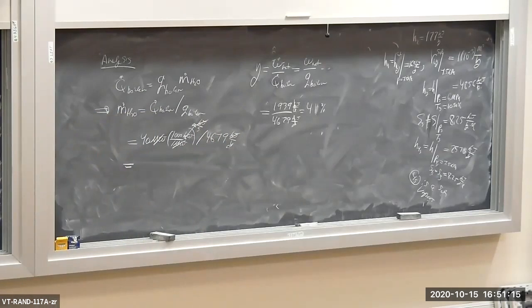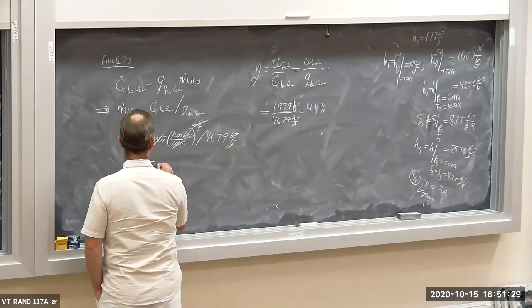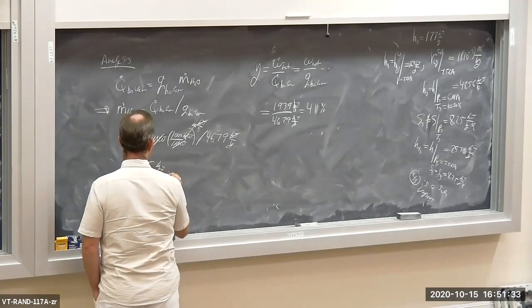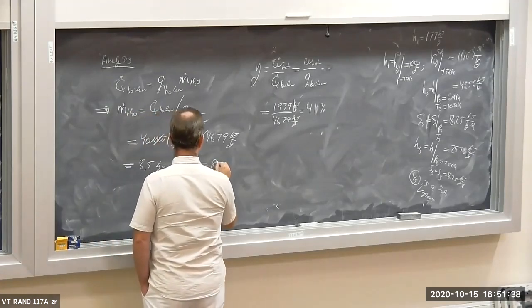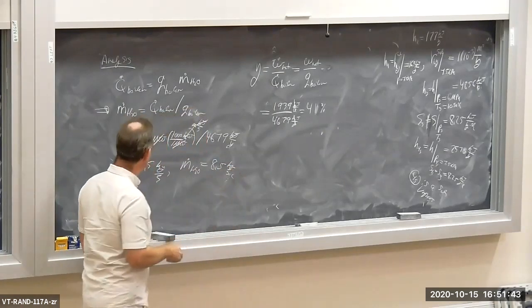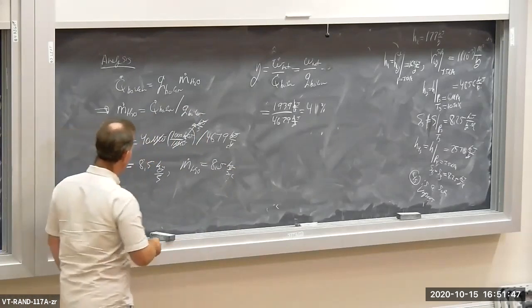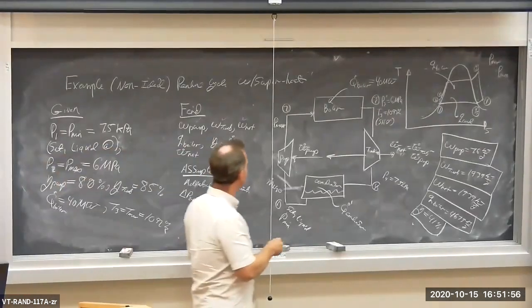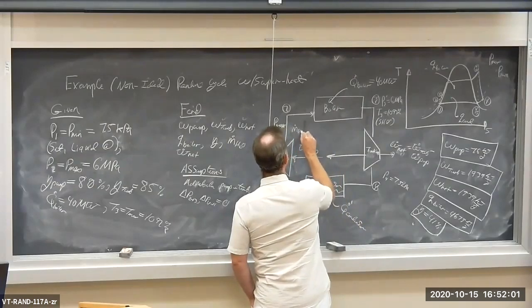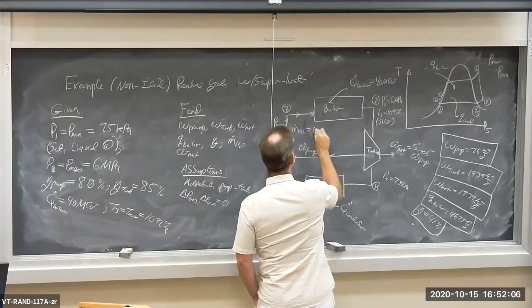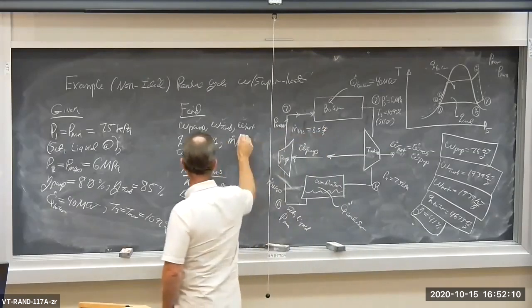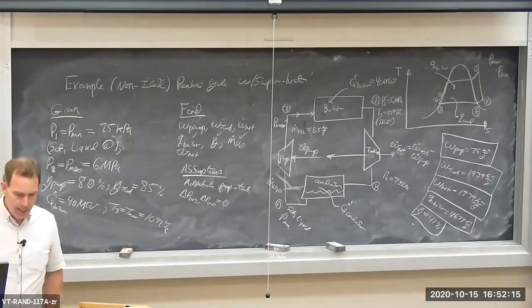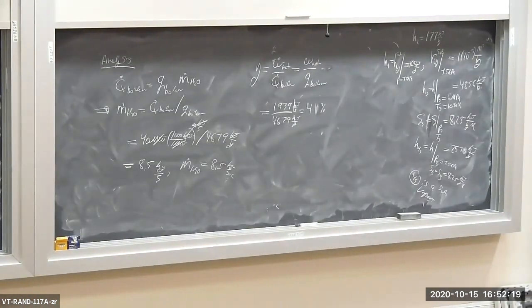I get 8.5 kilograms per second. So m dot H2O equals 8.5 kilograms per second. I don't know where to write this, so let's put it in the diagram. M dot H2O rolling around the system is equal to 8.5 kilograms per second. Okay? Check.